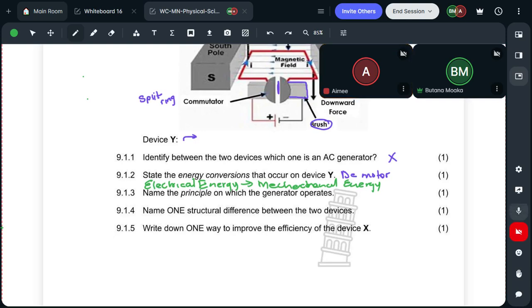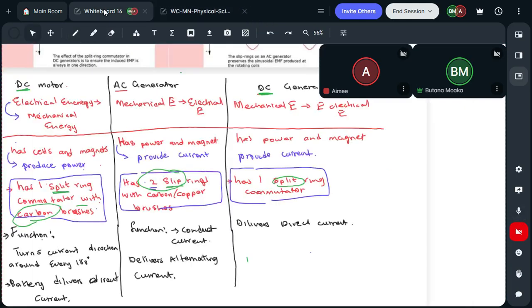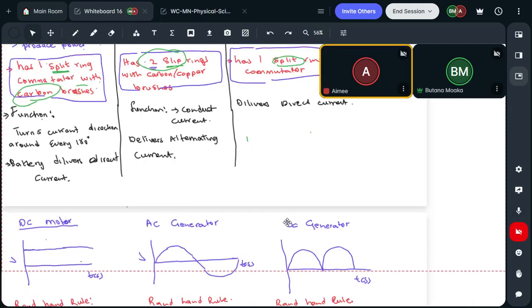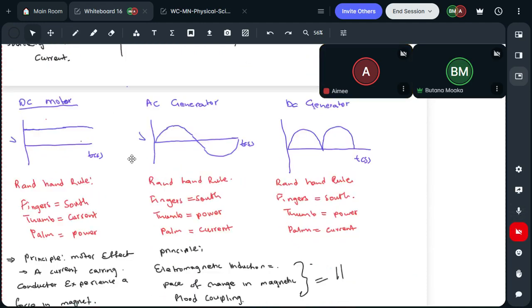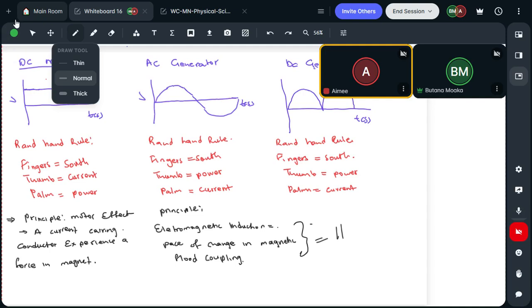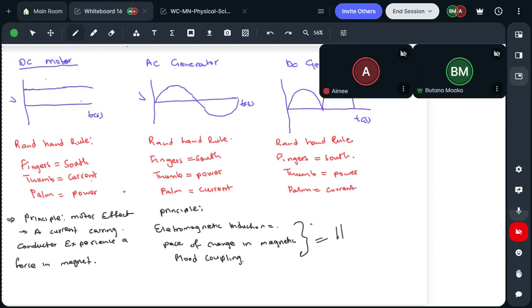Sometimes when we do the notes, you ask yourself, why are we going through so much trouble? Why are we doing this lot of notes? What is the aim? Look at the next question: name the principle on which the generator operates. I think I did give you the principle. You need to go through the notes. They will help you. Trust me.